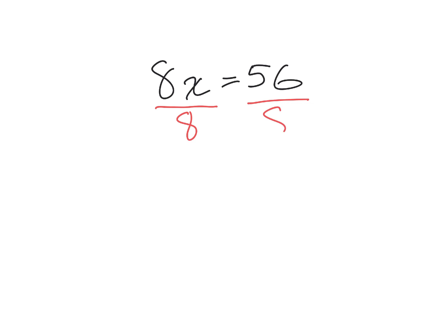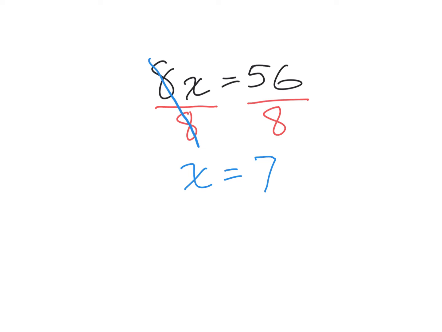Moving on to our next problem, we have 8x is equal to 56. I think, what is being done mathematically to x? Well, x is being multiplied times 8, so the opposite of multiplying by 8 would be to divide by 8. And if I do it to one side, I have to do it to the other. You end up with 56 divided by 8. The 8's cancel out, and I'm left with just x is equal to 56 divided by 8, which is 7.